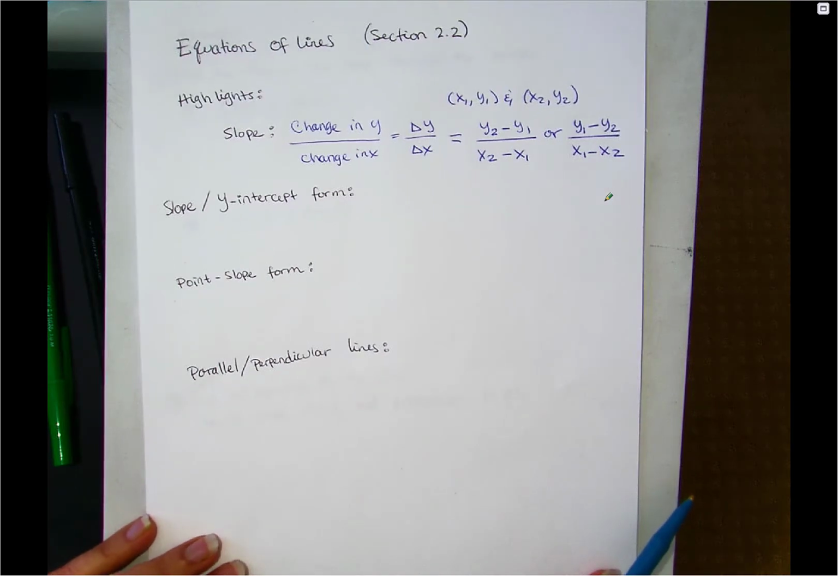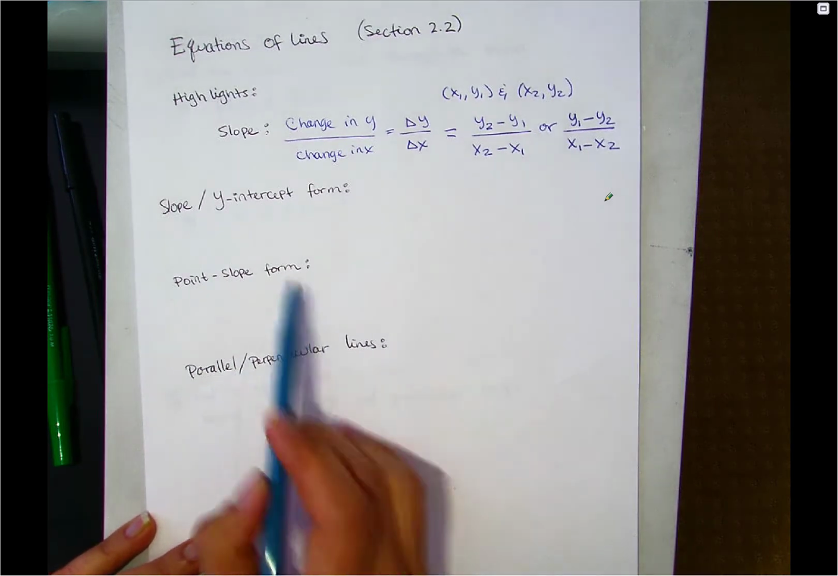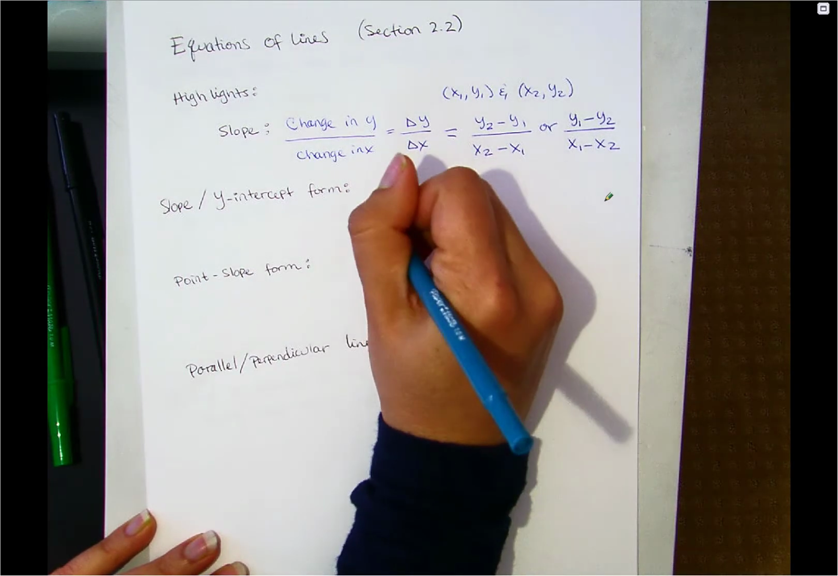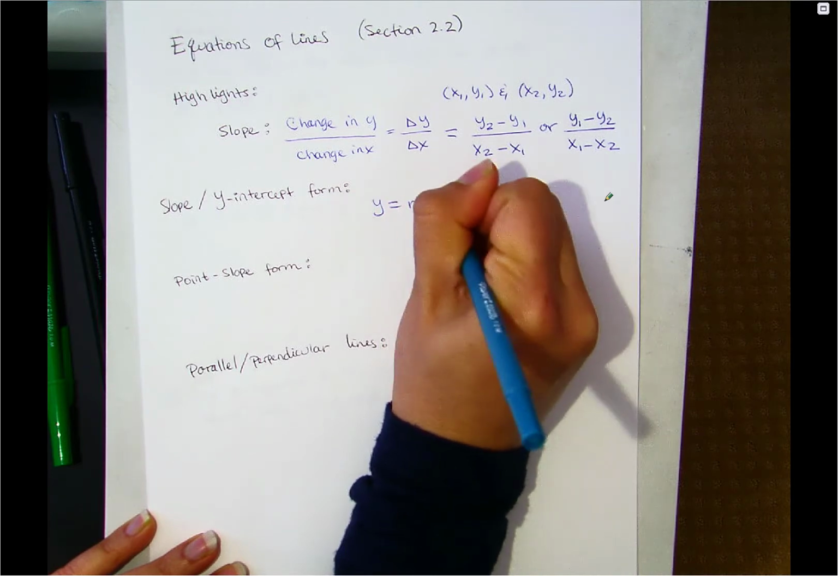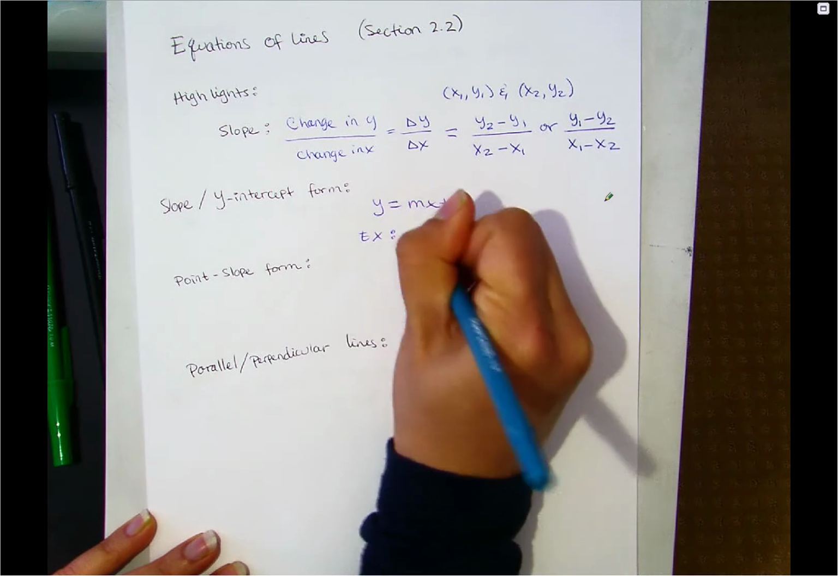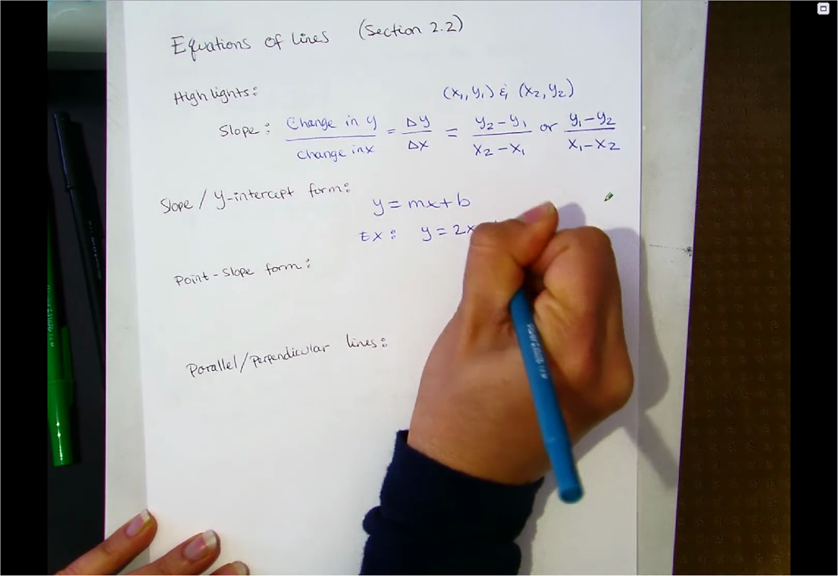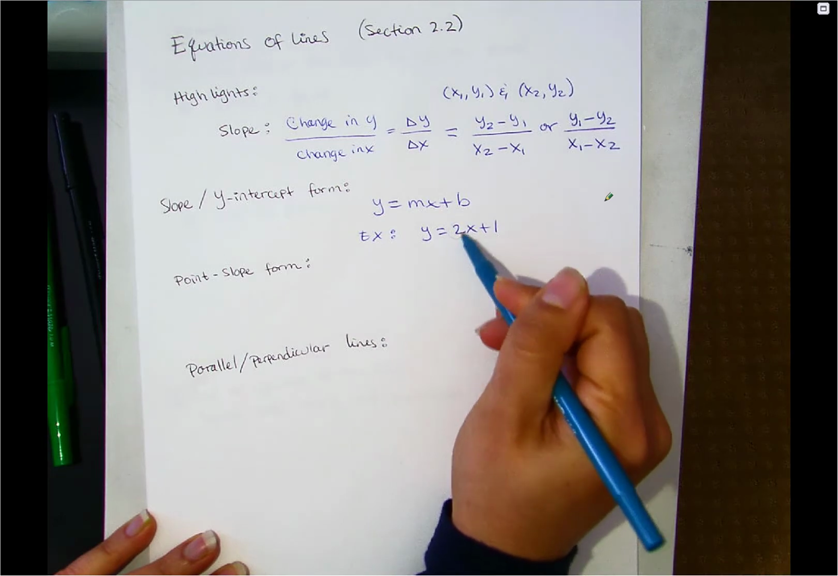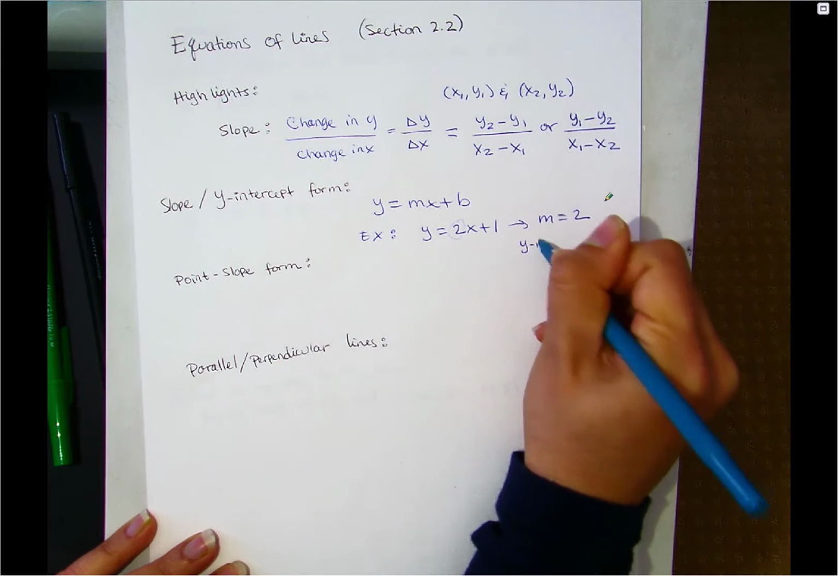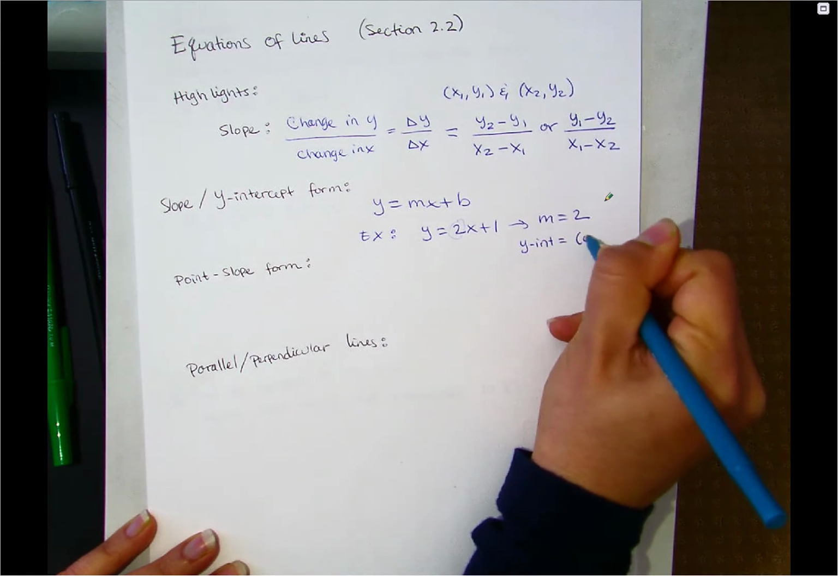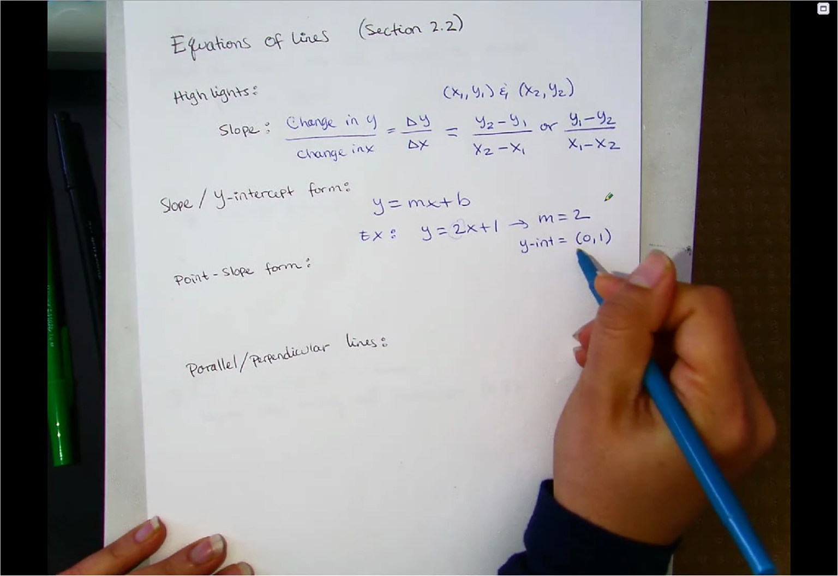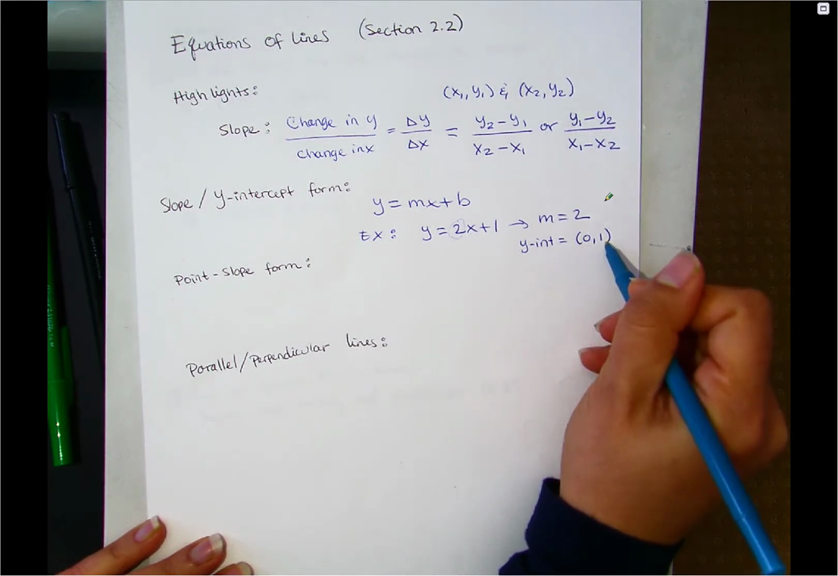The equations of a line, usually you'll see it in what's called the slope y-intercept form, and this is your y equals mx plus b. So you may be used to seeing lines like this, right? For example, you can have something like y equals 2x plus 1. So that means the slope is 2 and the y-intercept is (0, 1). Usually you want to give the y-intercept as an ordered pair. So x is 0, y is 1.